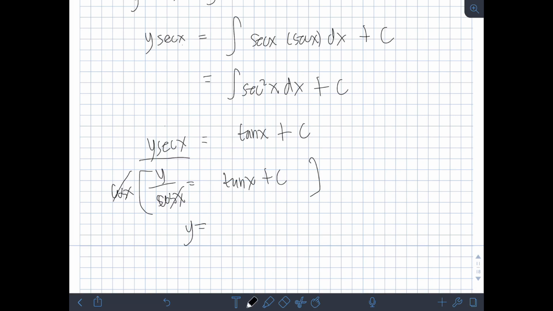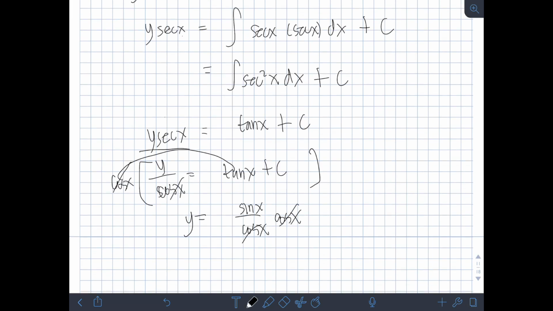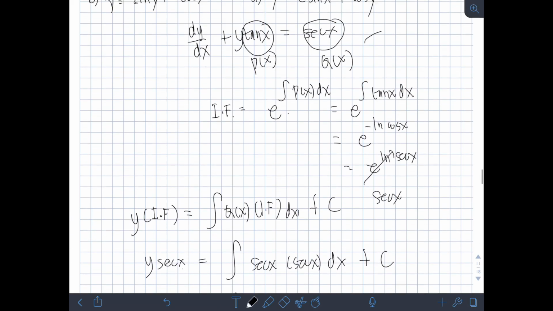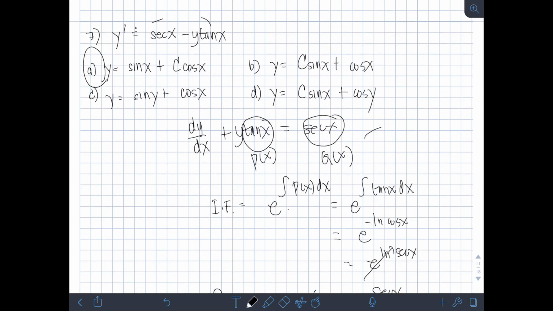Y is equal to tan x is equal to sin x over cos x, right? Tapos pag distribute mo si cosine x, cancel, magiging sin x na lang, plus c multiplied by cos x. So therefore the final answer is y equals sin x plus c cos x. Okay? So the answer is letter A.